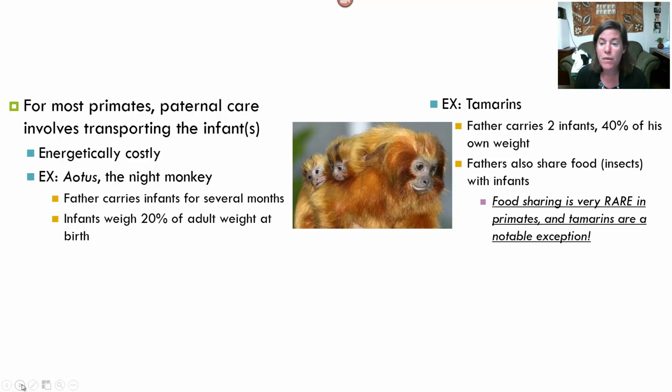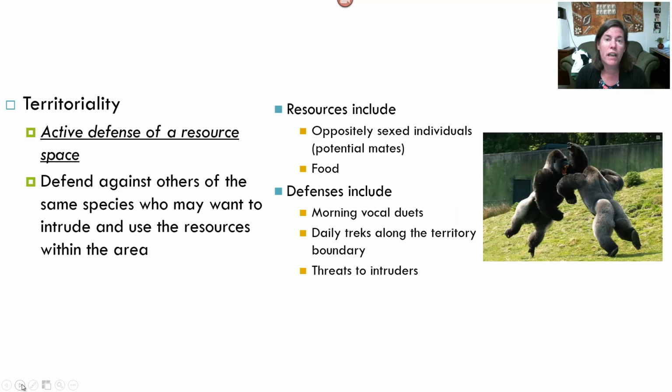In tamarins, the males not only carry the infants, which weigh 40% of his own weight at birth, but they also share food, insects, with their infants. Food sharing is a very rare behavior in the order Primates, and the tamarins are a notable exception. And imagine how costly it is for these fathers to go out with infants on their back, trying to capture insects, and then instead of consuming them himself, give them to his offspring. Very costly behavior.